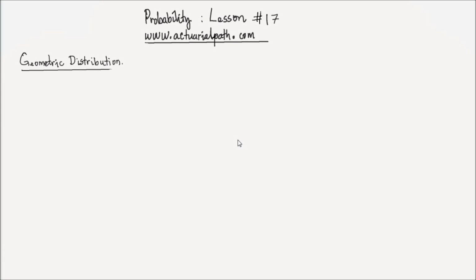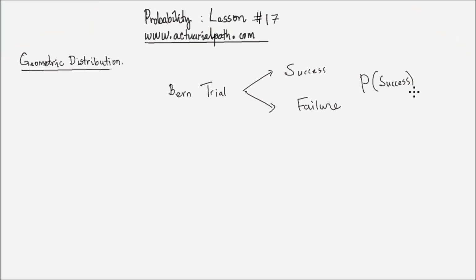If you remember, on lesson number 16, we studied Bernoulli distribution, and we said a Bernoulli trial is a trial which has two possible outcomes, either a success or a failure. And let's say the probability of success is equal to P, where P is between 0 and 1.